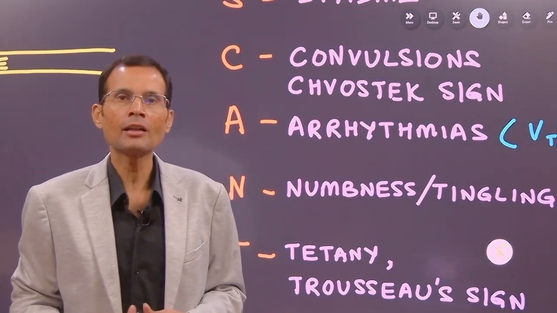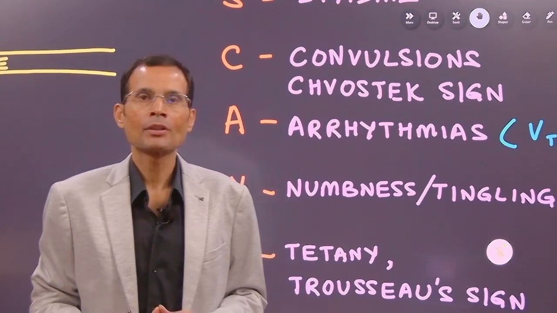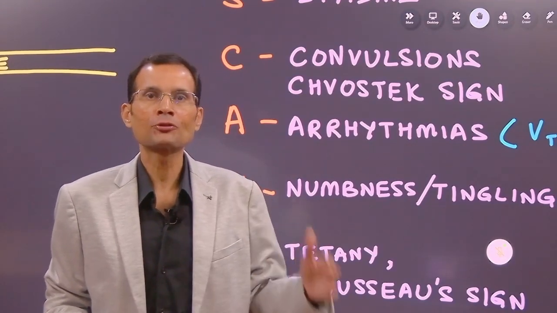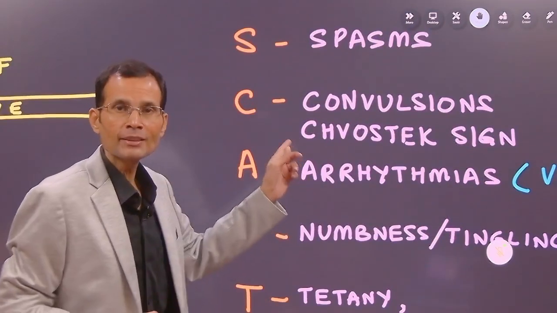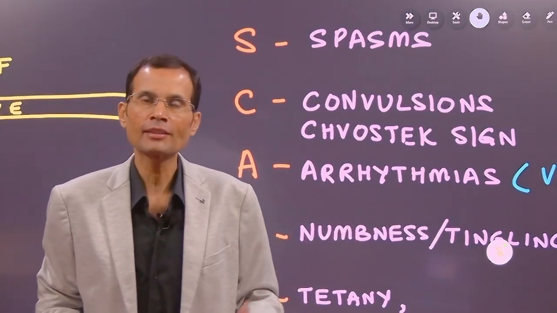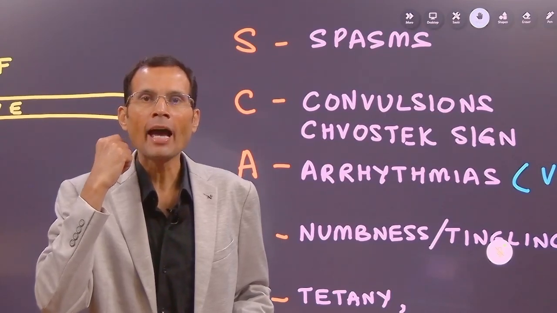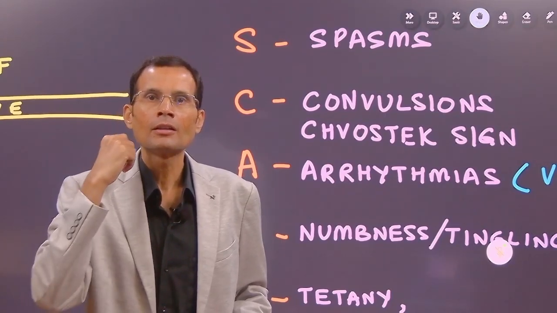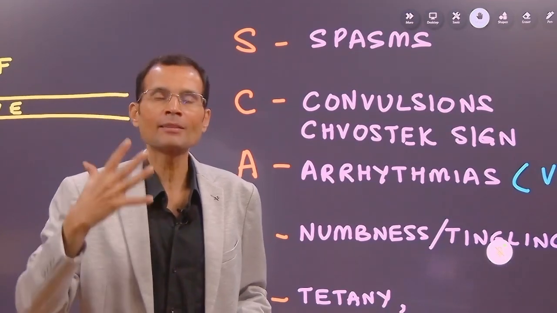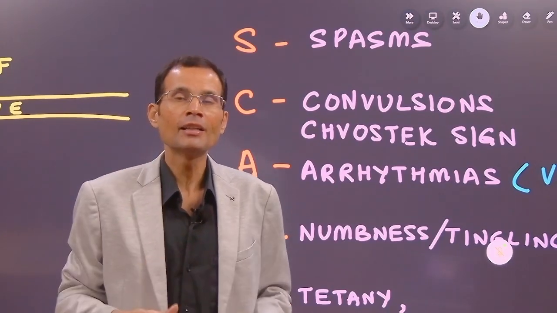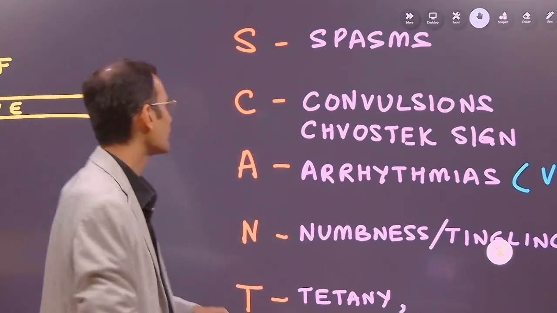You must have read it in the context of tetany. There are two signs, Trousseau's sign and Chvostek sign. What is Chvostek sign? It starts with C but it's pronounced as Chvostek sign. Tapping over the angle of the mandible, the hyper-irritable facial nerve will cause a spasm of the facial muscles on one side. This is called Chvostek sign.